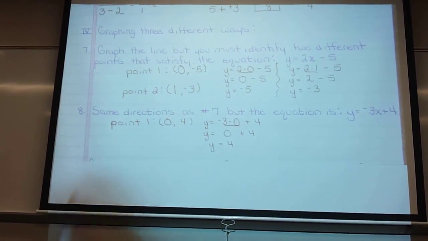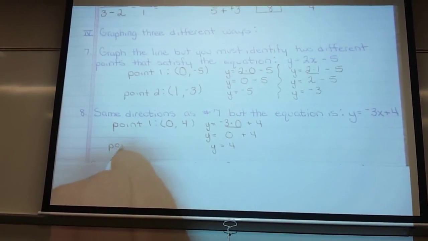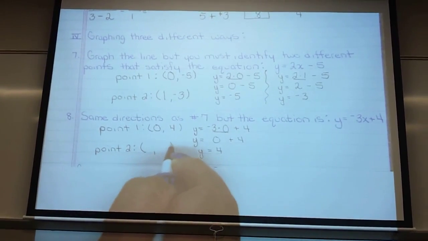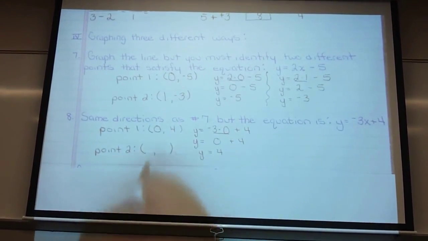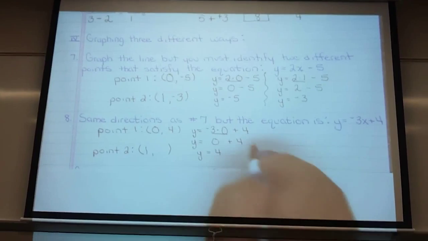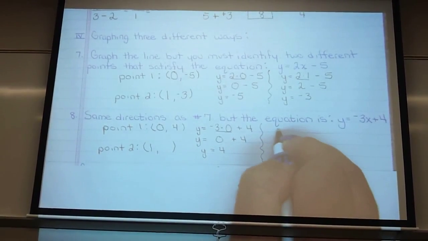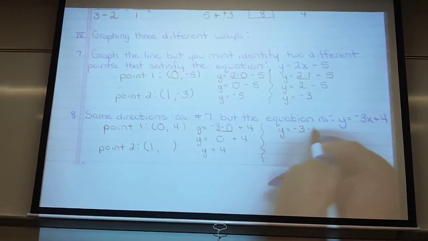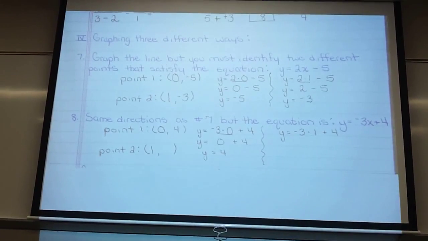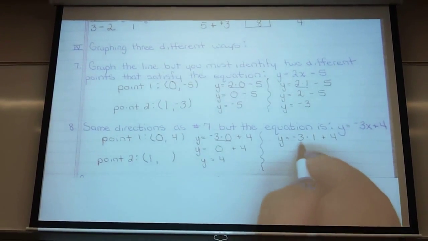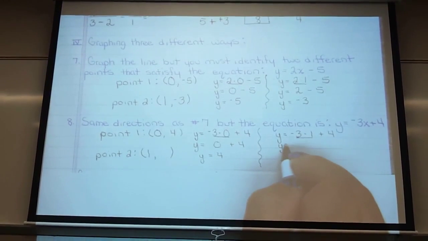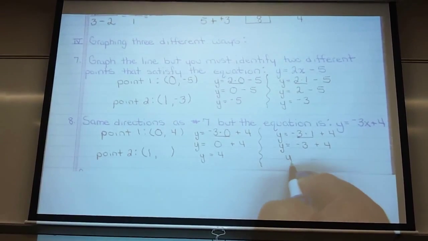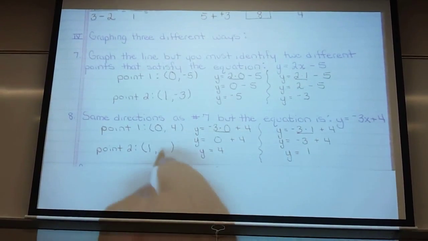Then I need point 2. Point 2, what did you let the x value be? 1. I'm going to do 1. So if you let x be 1, I'm going to have y equals, just copy everything but change your x to a 1. So that's what it would look like when you change it to a 1. Do your math. So negative 3 times 1 is negative 3 plus 4. So y equals positive 1.